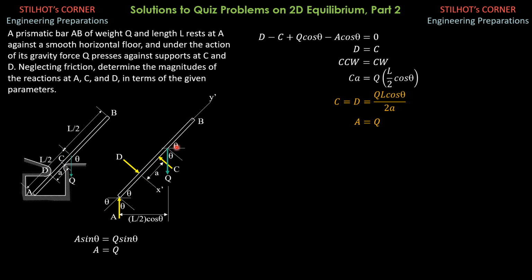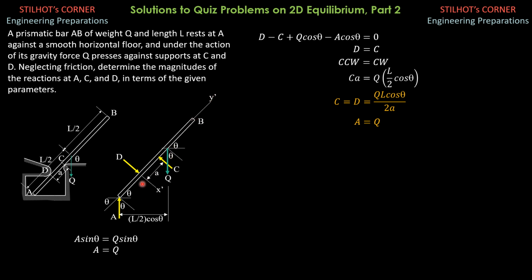The original angle here is theta. So this is the line perpendicular to the axis of the prismatic bar, which I call x prime in that direction. Therefore, the angle between the vertical and the axis perpendicular to that bar is also theta. So we have theta, that's theta, and this is also theta, just like that.